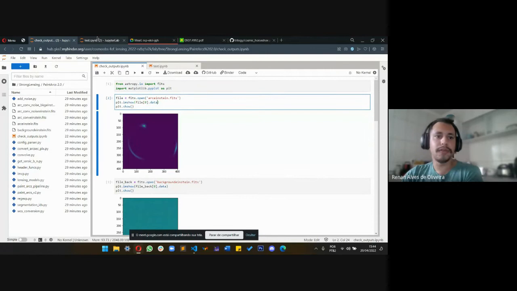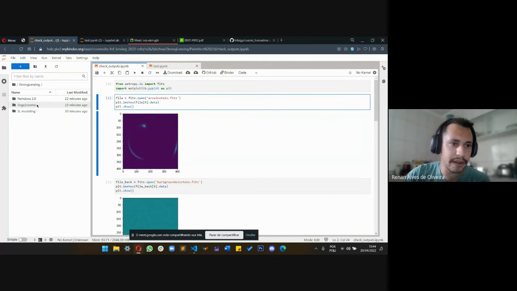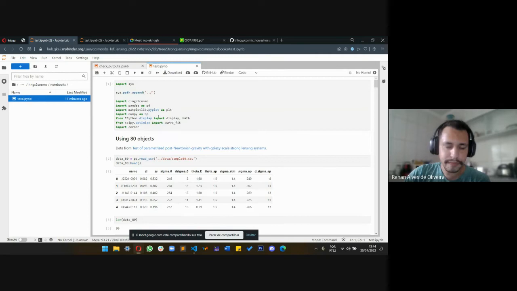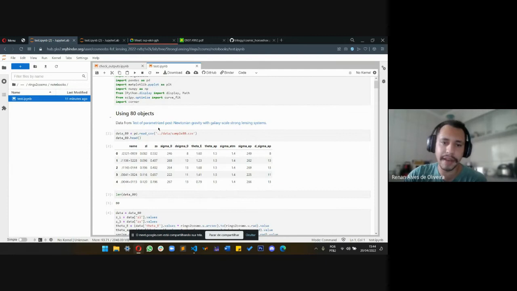Okay, so if you go to the tree, there is this folder here at strong lensing, rings to Cosmo. Oh, if you have any questions, please interrupt me. So in this rings to Cosmo here, I added a notebook. And here we use data from this paper. They basically have 80 strong lensing selected systems with many lensing features.